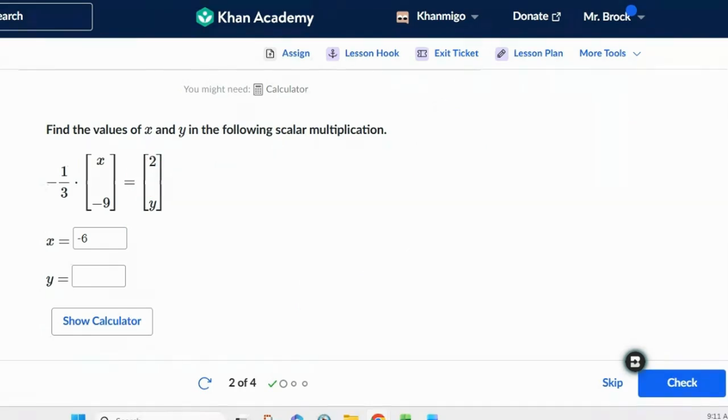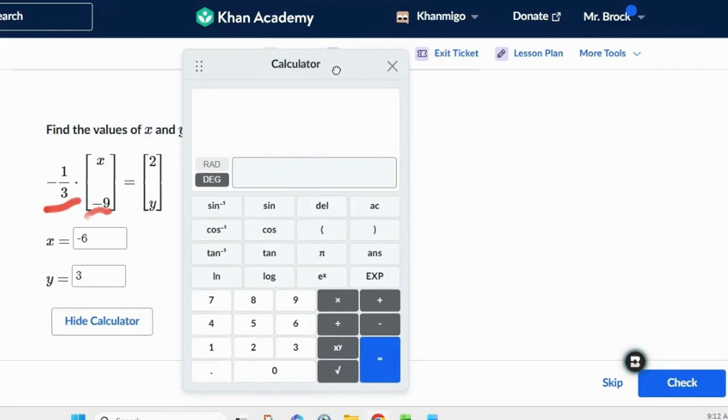Clear that off there. Okay, the next one is -1/3 times -9. Negative times a negative, it's positive. What's 1/3 of 9? 3. And you can use the calculator if you're like, okay, I'm not understanding this.